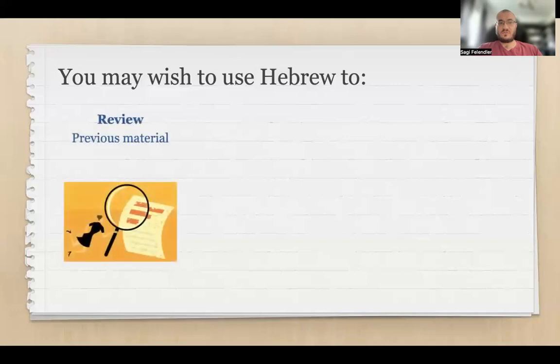So the first thing for which Hebrew is very useful is to review previous material, especially from previous courses. Why? Because most of your students, or all of your students, still study most of their degree in Hebrew. So whatever other materials they have encountered in previous courses, at home, or in some other contexts, they are likely to have encountered them in Hebrew.